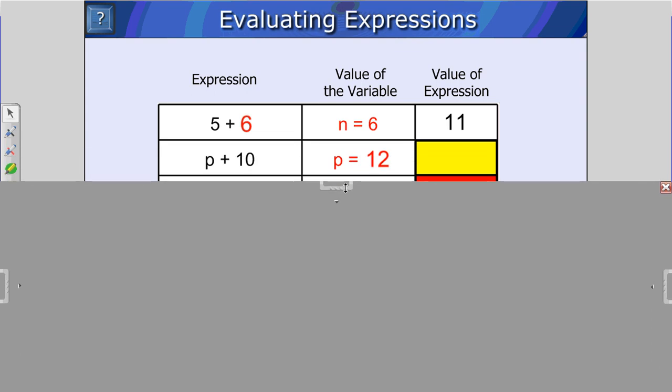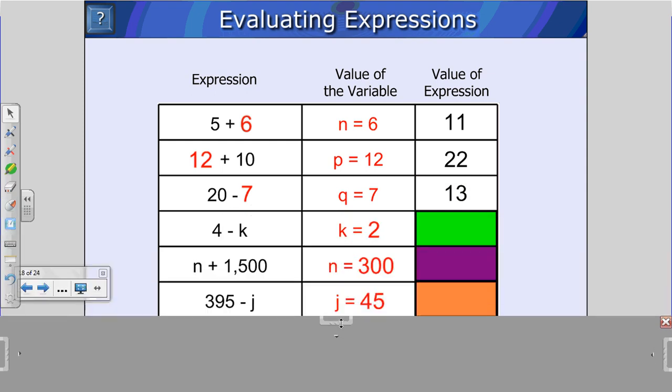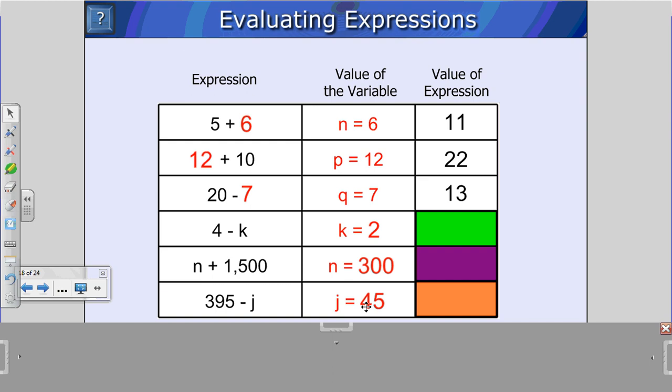All right, let's do some more plugging in. P plus 10. P is 12, so we just put 12 where the P is, and we get 22. Very easy. Let's try one more. Here is 20 minus Q. Q is 7. 20 minus 7 is 13. Very good. Let's try this one down at the bottom. 395 minus J. J is 45, and we get 350.